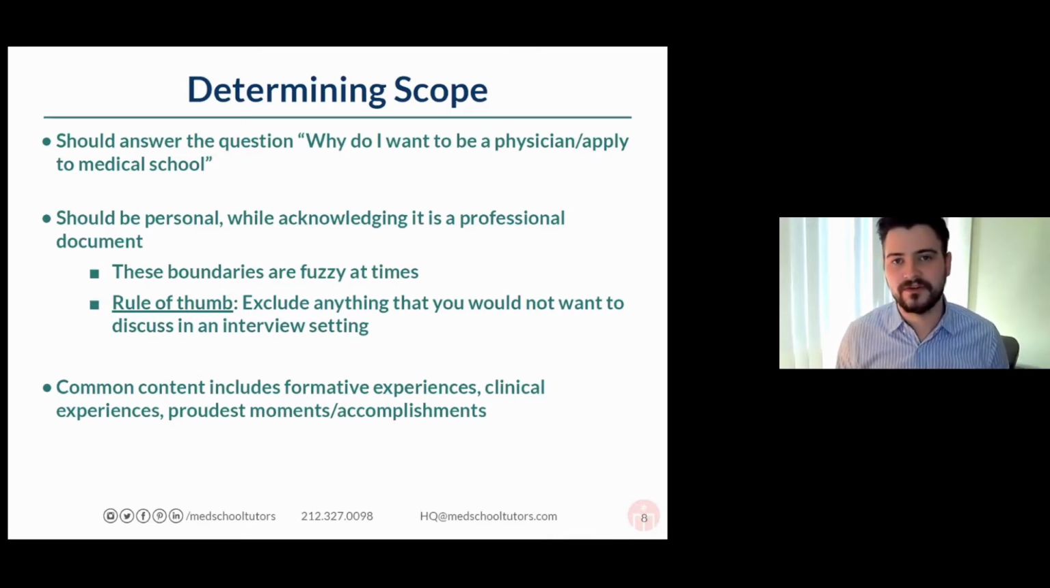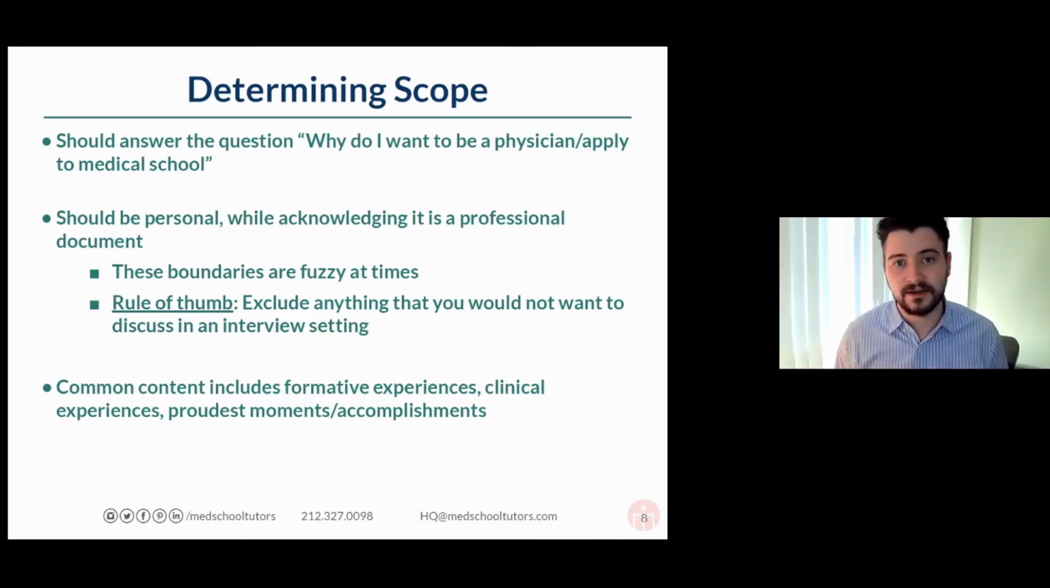And so the rule of thumb that I would give you, and again, I hope that you can take this and make it work for you as an individual, is to exclude anything from the personal statement that would make you uncomfortable if it came up in an interview setting. And this is a pretty personal question to ask yourself. Some people, for example, have experiences with family members being sick, and that's what led them to want to be a physician.